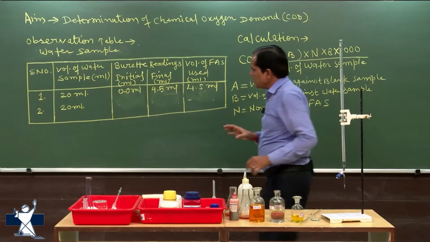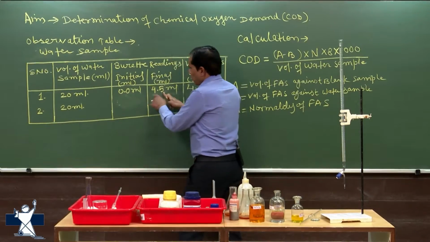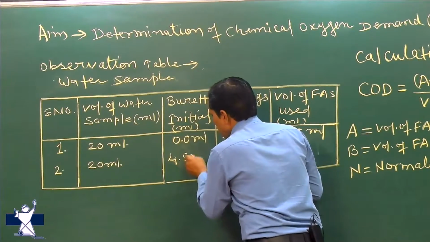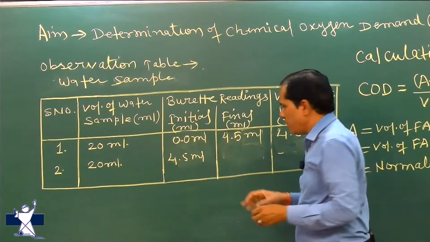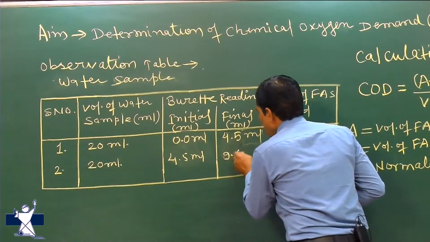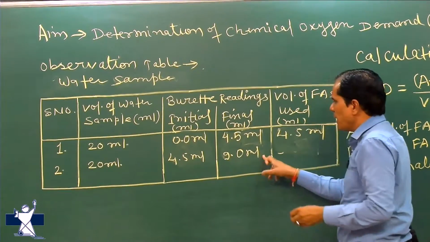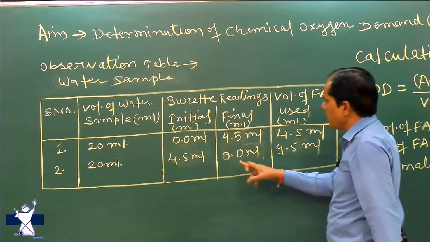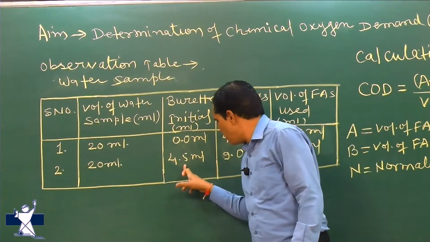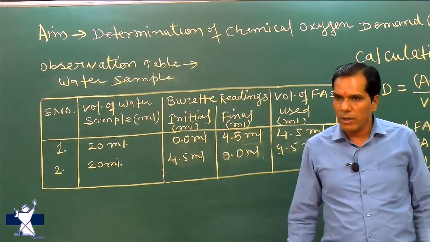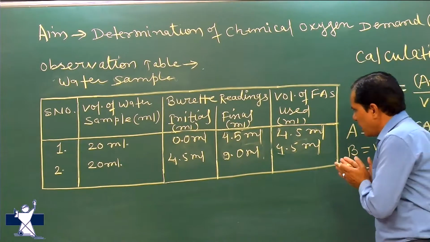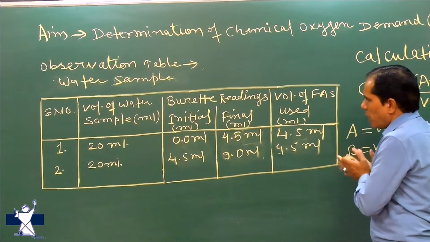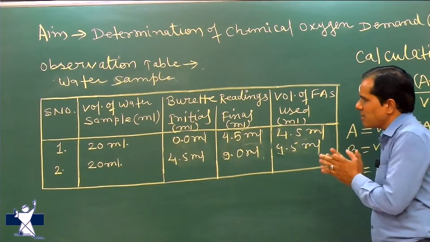Okay, it means here 4.5 is the initial reading of the burette, and this is the 9.0 ml final reading. It means 9.0 minus 4.5 is 4.5 ml. Okay, I have obtained two same readings, it means concordant reading, and the experiment is completed.